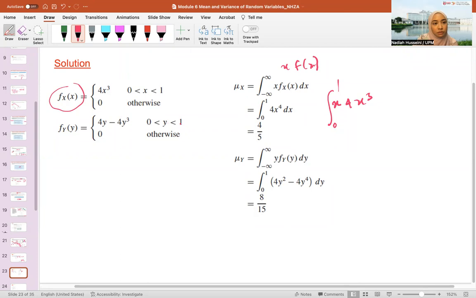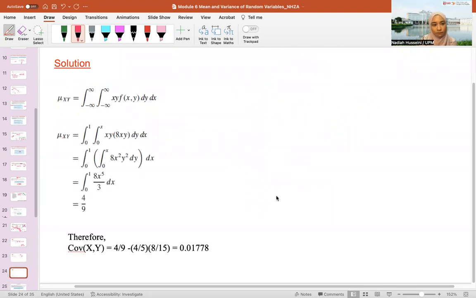And this is also from 0 to 1. Okay, so you would get your mean as 4 over 5, and for the y, you would get 8 over 15. And then finally, we can try to solve for our mu xy.